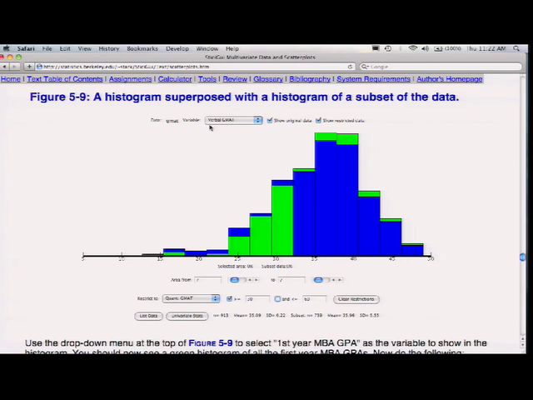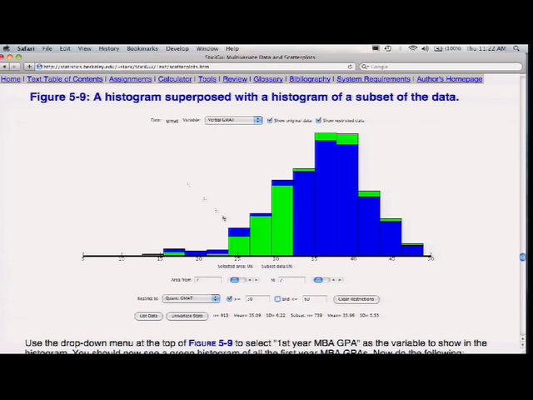Okay, so the blue histogram is the histogram of the verbal GMAT scores, and the green histogram that's superposed on it is a histogram of the verbal GMAT scores of not everybody, but a subset. So what's the subset? In this case, it's the subset of students who had a quantitative GMAT score bigger than 30. Okay?